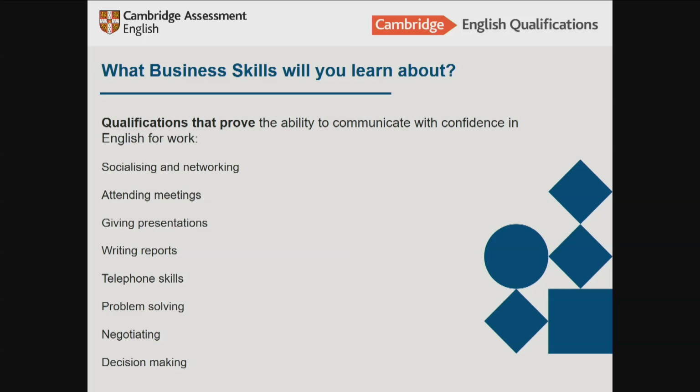So, what business skills will you learn about when you study for BEC? It's important that these qualifications will teach you not only the English language, but some really important skills that you can use when you're at work. For example, how to socialise and network with colleagues, how to attend and present at meetings, how to write reports, telephone skills, problem-solving skills, how to negotiate, and decision-making. So these are all really practical workplace skills that you will learn as you prepare for the BEC exam, and you'll learn how to do all of these skills in the English language.